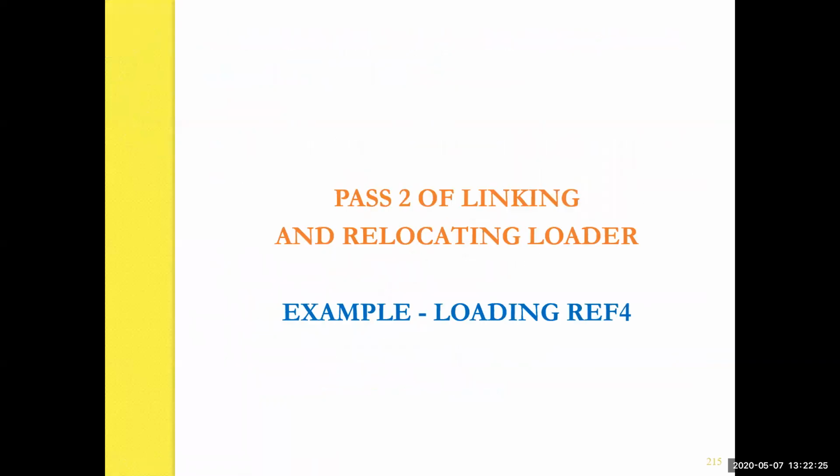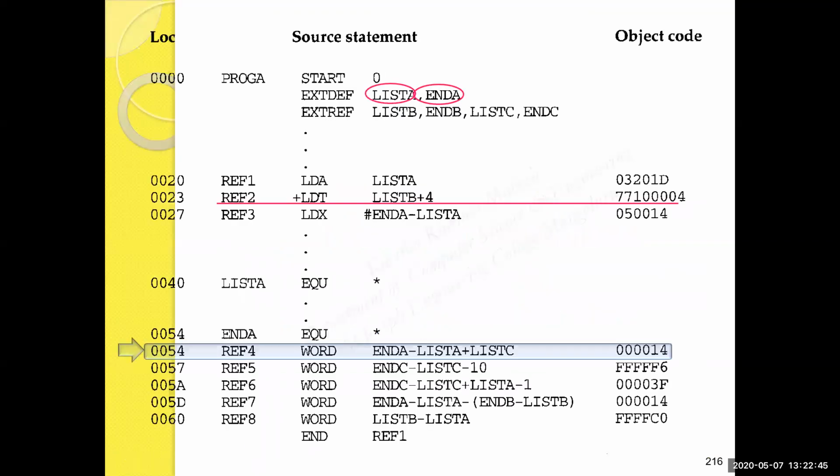So we will now specifically examine pass 2 of the linking and relocating loader and see how reference 4 is processed and how the values are loaded into the memory by a linking and relocating loader. Although I'll be considering only reference 4, the same mechanism will be employed in loading any other object code into the memory. So let us examine what is reference 4. You may see that reference 4 represents reference to the external symbol where the operand indicates the values of data words.